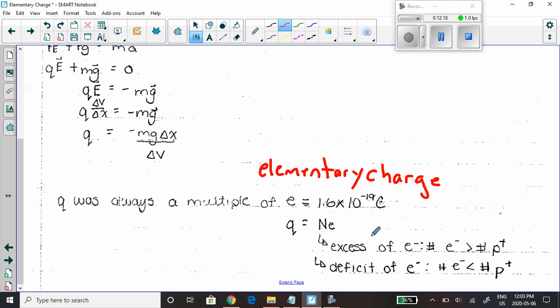If an object has extra electrons, an excess of electrons, it's going to be a negative charge. If a particle has lost electrons, there's a deficit of electrons, it's going to be a positive charge. But whatever particle it is, its overall charge is always a whole number multiple of the elementary charge.